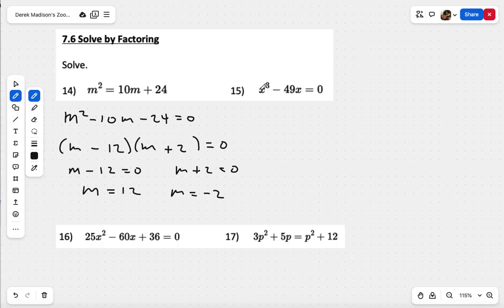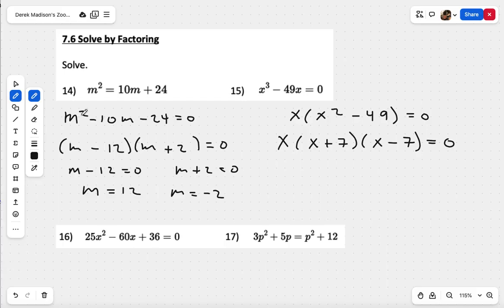This next example has 2 terms and it has a greatest common factor, so let's get that x pulled out of there first. And now difference of squares, and so that's our a plus b, a minus b. So that will be x plus 7, and x minus 7.